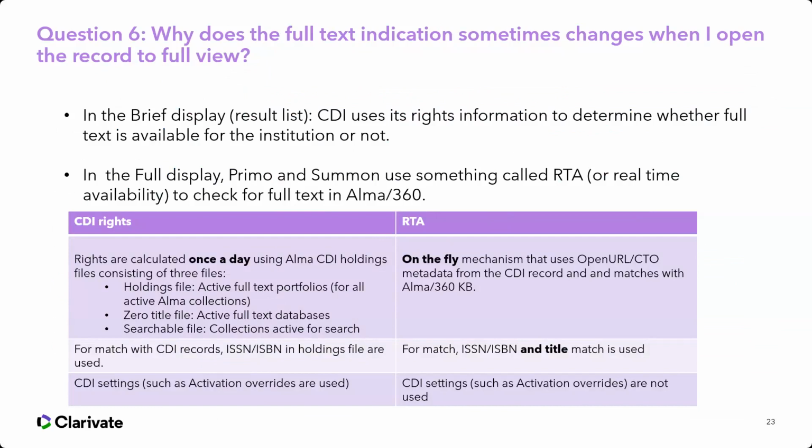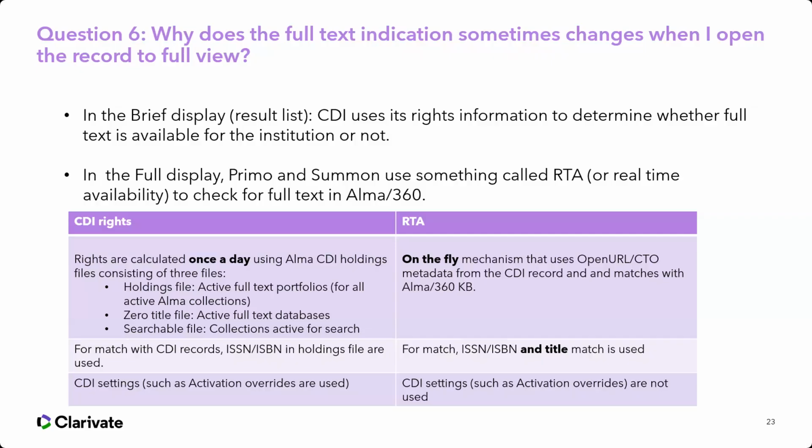And this is something that can be confusing, and this is why we wanted to explain it. It doesn't happen very often, but it may happen, and I wanted to just briefly explain why. So in the brief result list, CDI is using the rights information to determine whether full text is available for the institution or not. So this is the rights thing that I talked about, the publishing from ALMA.